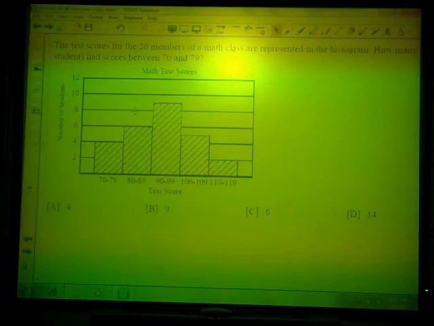Another example is, again, similar to the first one, test scores of 26 members. We want to know what their scores were between 70 and 79. So again, our numbers start here and go to here. Or no, sorry, read this a little better. 70 to 79, so we're in this box here. Well, we just look up at how many students. That was 4, so that gives us our answer of 4 for this one.